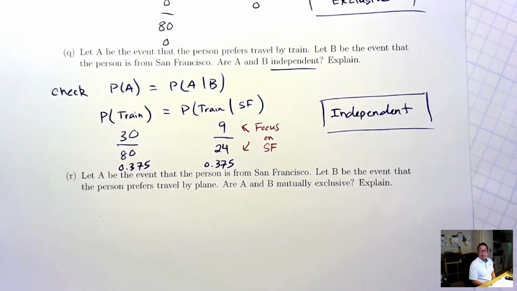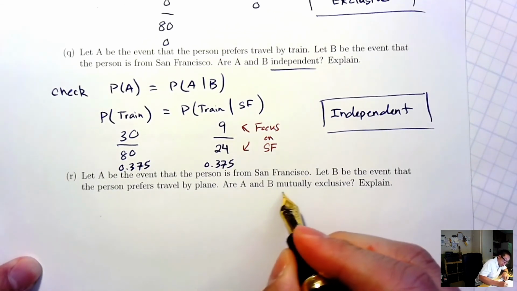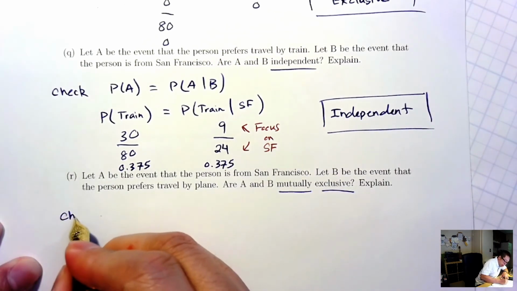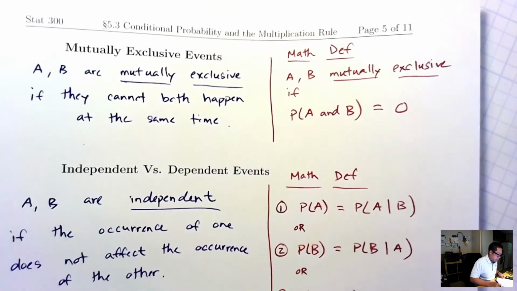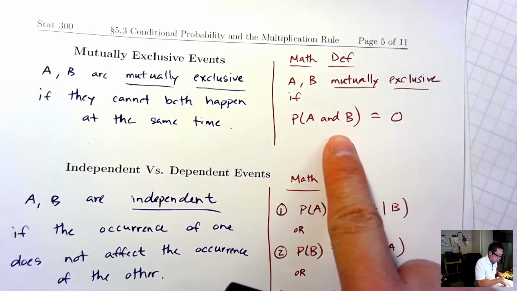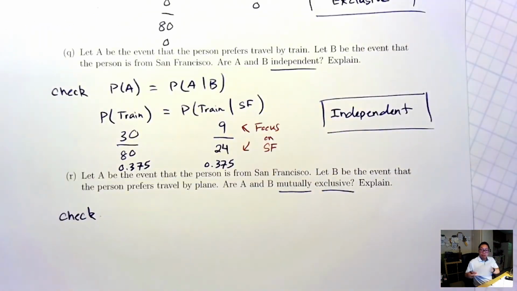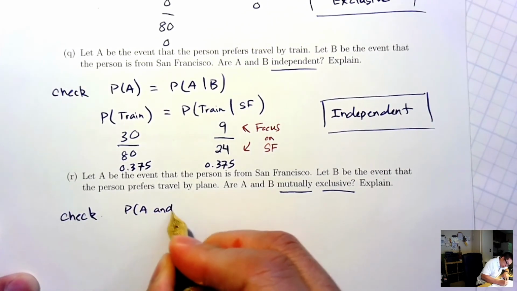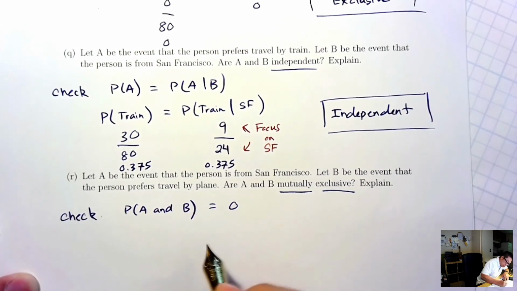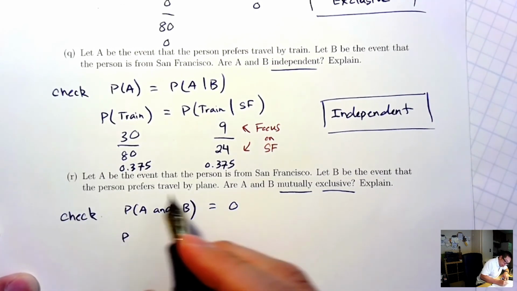Part R. Let A be the event that the person is from San Francisco. Let B be the event that the person prefers travel by plane. Are A and B mutually exclusive? Okay, so this one is now talking about mutually exclusive. Mutually exclusive, you should be checking the and. So we're checking P of A and B equal to 0. I'm going to replace A and B with what we're talking about here.